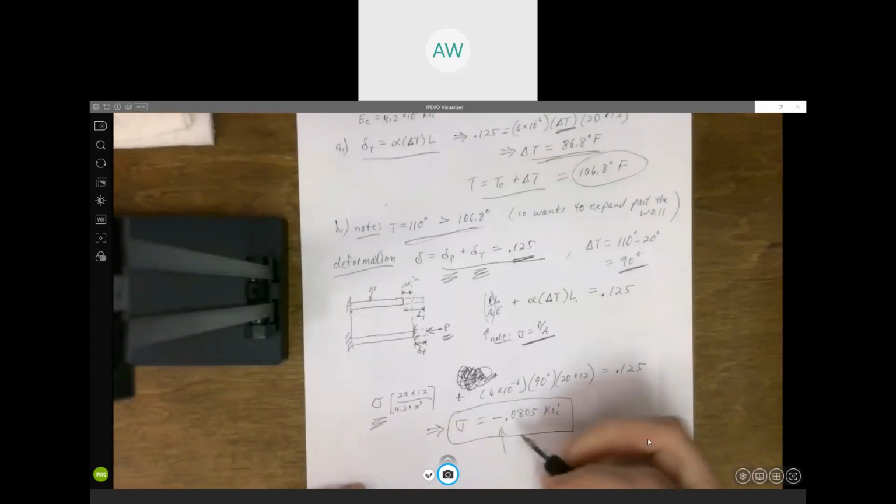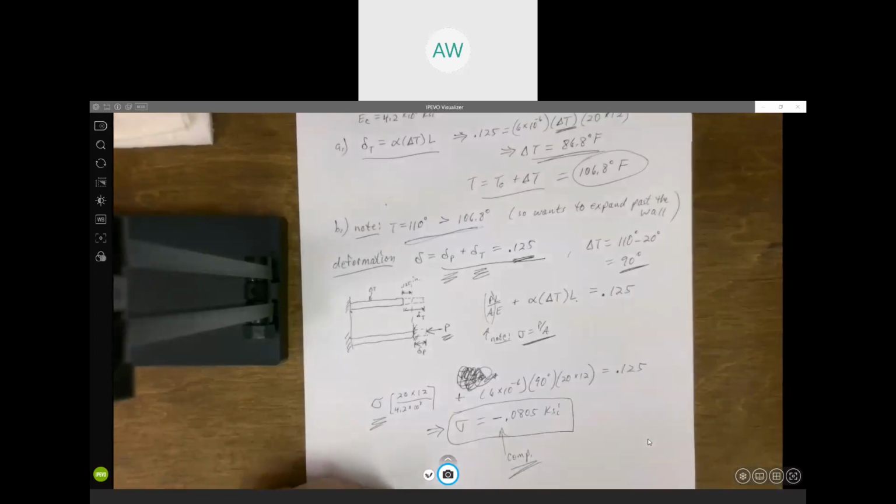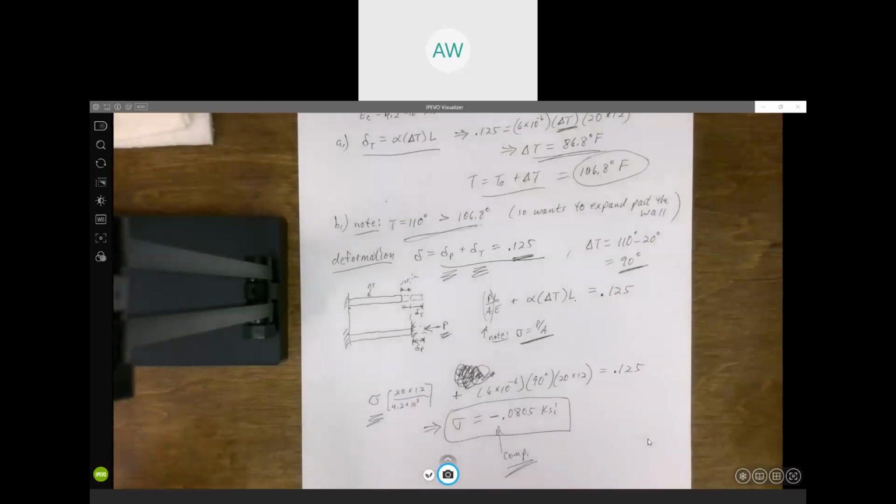Note the negative here is indicating what we pretty much knew going in. This is in compression. That concrete tries to expand out past the wall, pushes back, and it's creating a compressive normal stress.